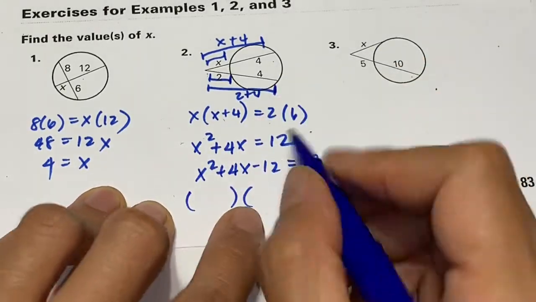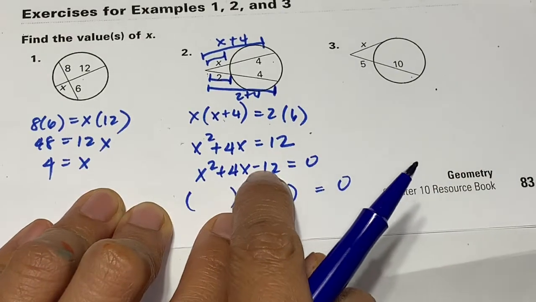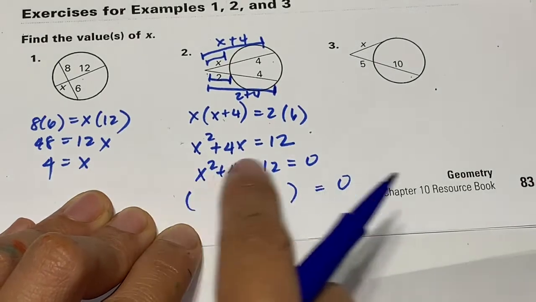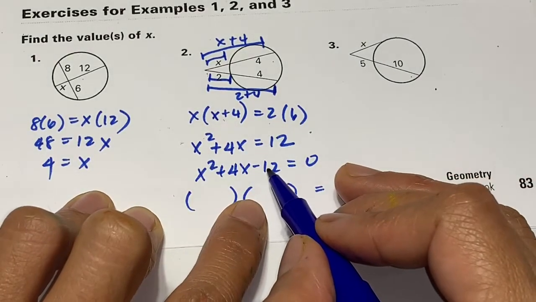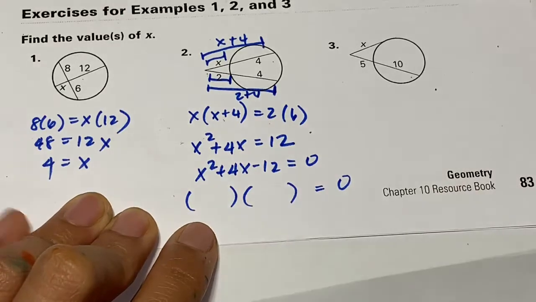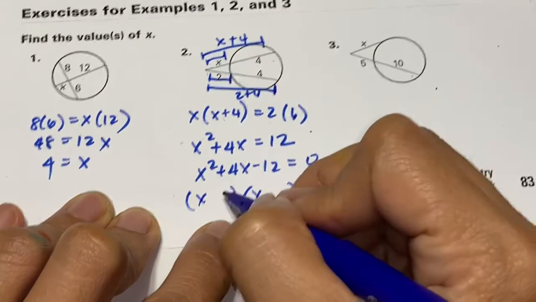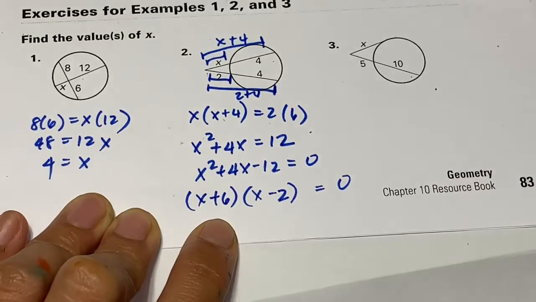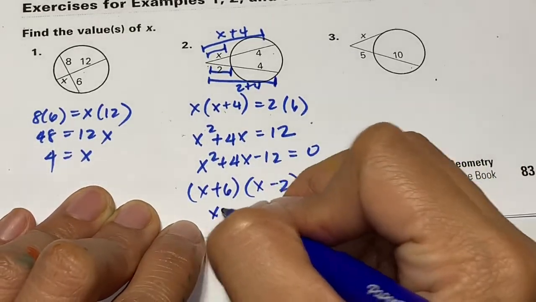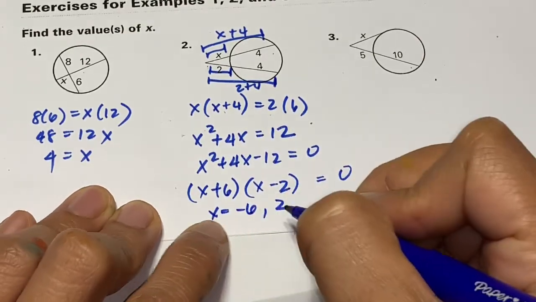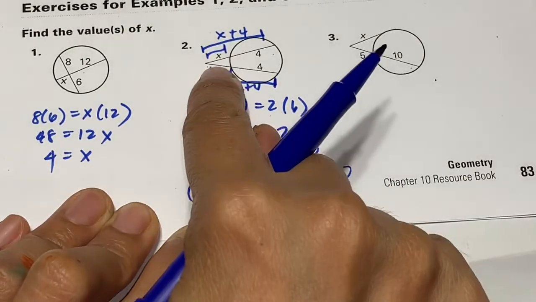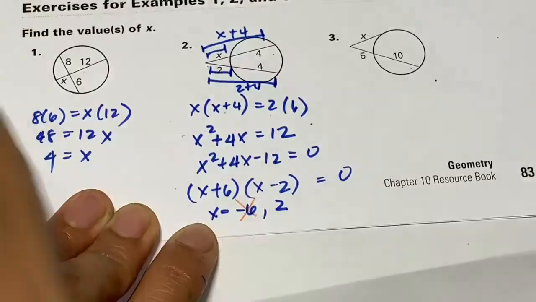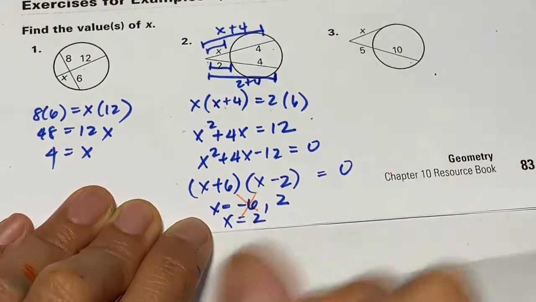This is going to be, what do you multiply to get negative 12? Again, you don't have to use the AC method because the coefficient is 1. So it's a simple problem. What do you multiply to get negative 12 that adds up to 4? That is 6 and 2, right? Positive 6 minus 2. So therefore, x equals negative 6 and positive 2. Again, here, it's just x. You cannot have a negative side length. So therefore, x is 2 only.